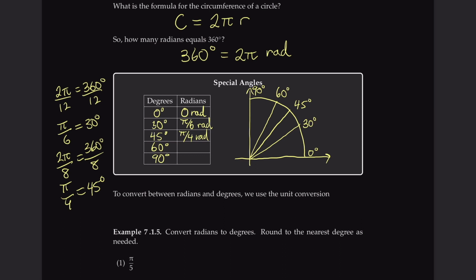Now 60 degrees is just double of 30 degrees, so that's going to be pi over 3 radians. And 90 degrees is what? That's 1/4 of 360. And so this is going to be 2 pi over 4, or pi over 2 radians. So it's going to be really important as we move forward to remember these values.